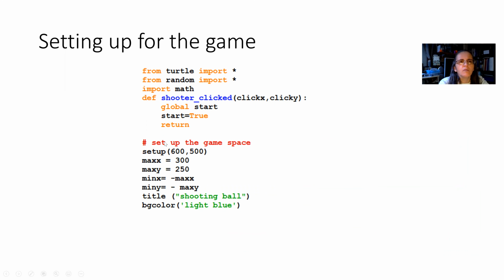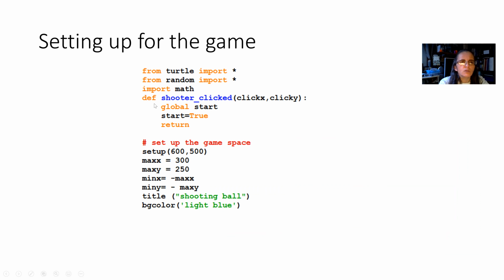So setting up for the game, the first thing we're going to do is all of our imports. We're going to need turtle, random for a random number, and math in order to start this up. Notice we have a couple of different import styles, but basically this is just importing the parts that we're going to use from these modules.